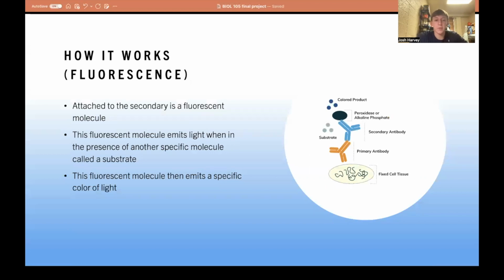The secondary antibody, which is now bound to the primary antibody, contains a fluorescent molecule. This fluorescent molecule can emit a light when in the presence of another molecule called a substrate. In this example, peroxidase or alkaline phosphatase is the fluorescent molecule, and when this molecule interacts with the substrate, a navy blue color is produced. It is very interesting to note that the color emitted depends largely on the specific fluorescent molecule and substrate being used.